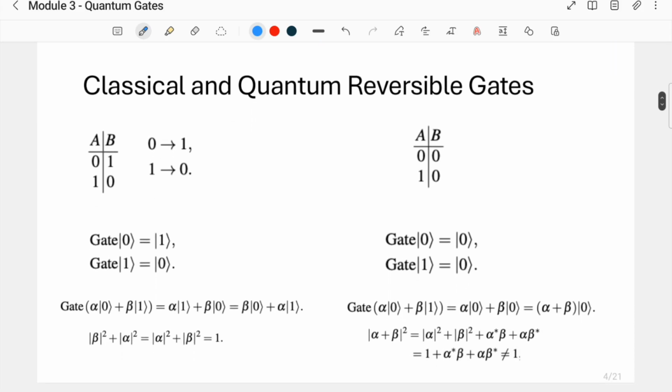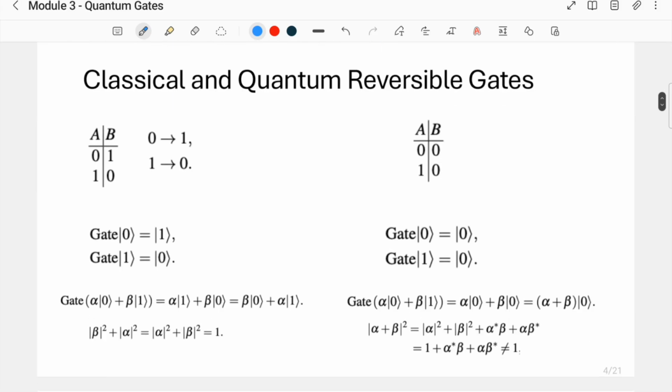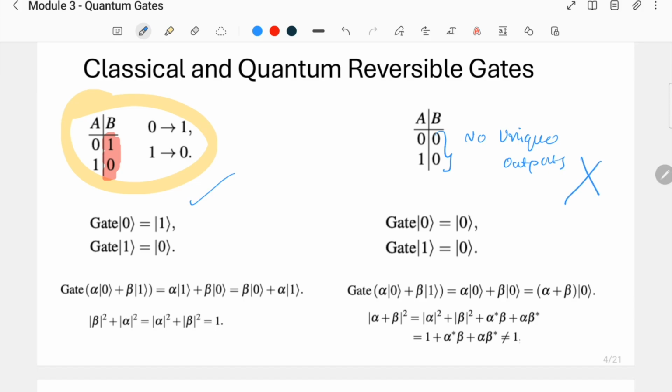Now, this is a further example of how the classical and quantum reversible gates look. So this was an example of linearity. Now we go deeper into reversibility. Let's consider this classical gate: 0 goes to 1, and when we input 1 we get 0. As you must remember, these outputs are unique, therefore this is a reversible gate. However, this one does not have unique outputs, therefore it does not classify as a reversible gate.